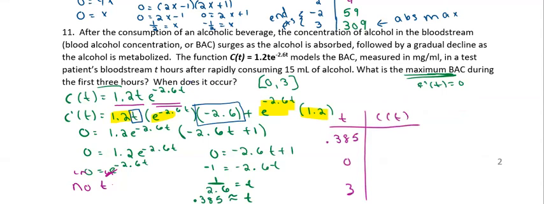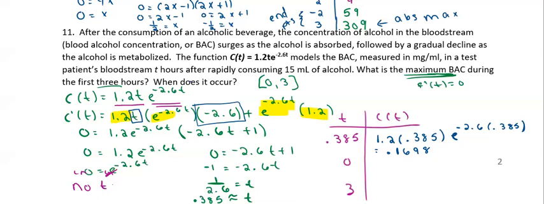So when we have t as 0.385, that means that we need to put 0.385 back into our original equation. So that's going to look like 1.2 times 0.385 e to the negative 2.6 times 0.385. And if you type all that into your calculator, you should be getting 0.1698. Okay, there's our first one.